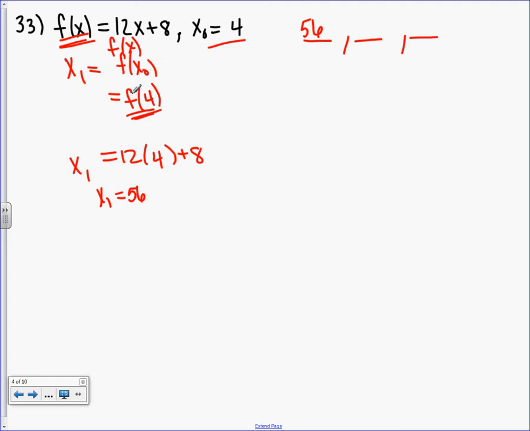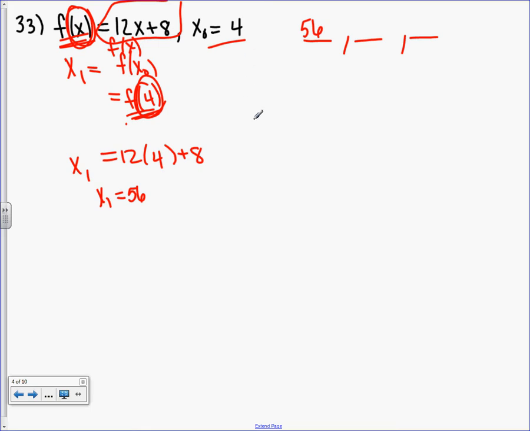f of 4 means go to your f function, which is this guy, and replace all the x's with 4's. So 12 times 4 plus 8 is 56. My first term is 56.